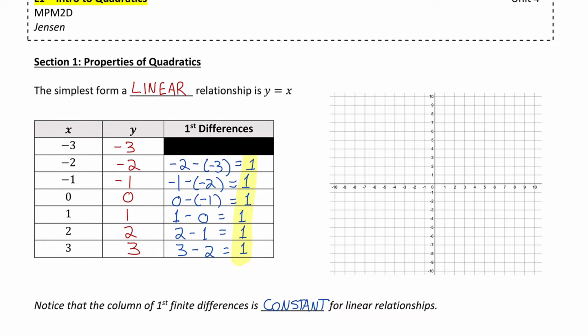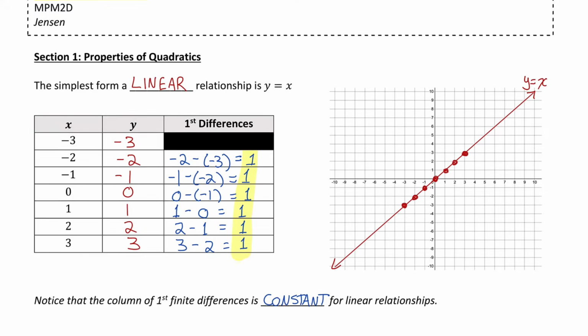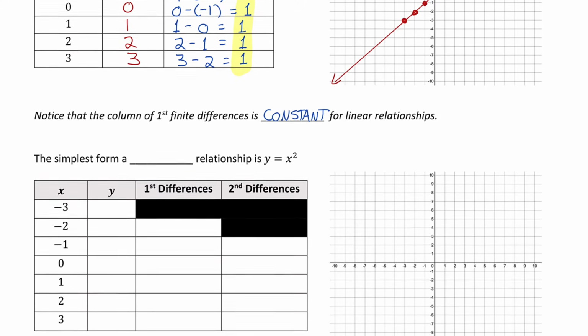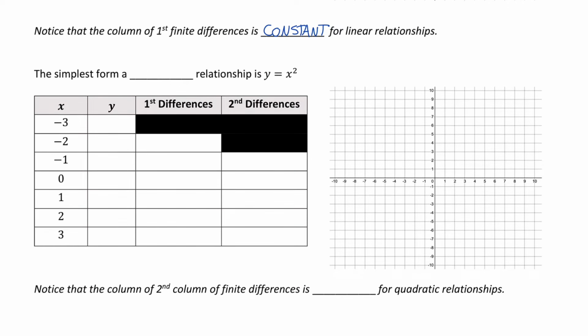And that's why if I were to graph these points that make up this linear relationship, it will form a straight line. And now let's move on and look at a quadratic relationship. Now, a quadratic relationship does not have a constant rate of change, but its rate of change itself changes at a constant rate. The simplest form of a quadratic relationship is the equation y equals x squared.